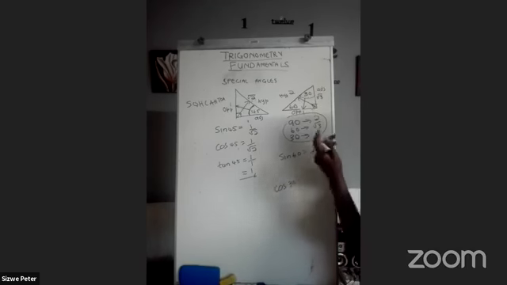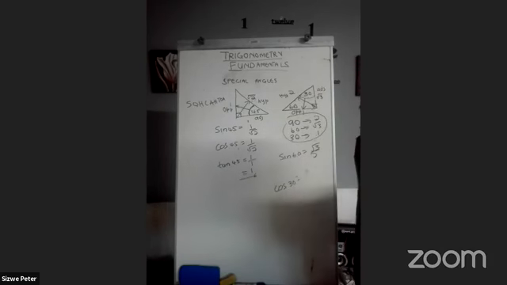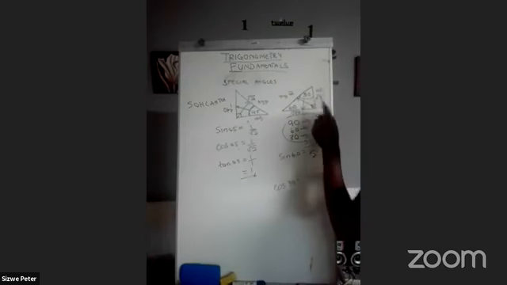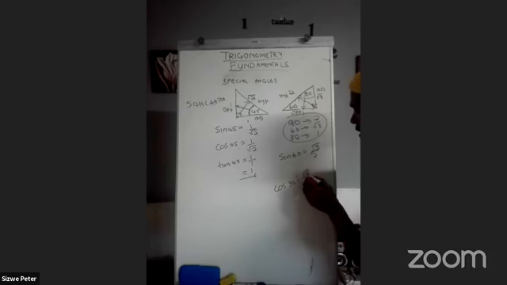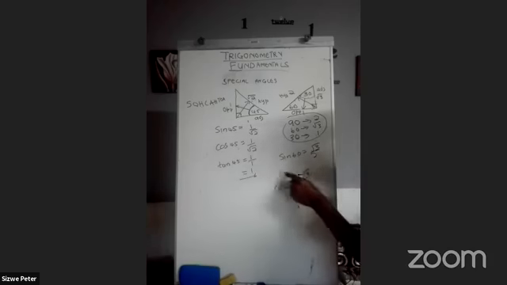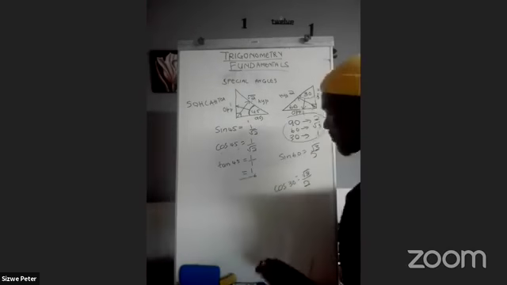So what is cos 30? Cos, according to SOHCAHTOA, is adjacent over hypotenuse. So our adjacent is square root 3 over the hypotenuse, which is 2. You can do cos 60, you can do tan 60.